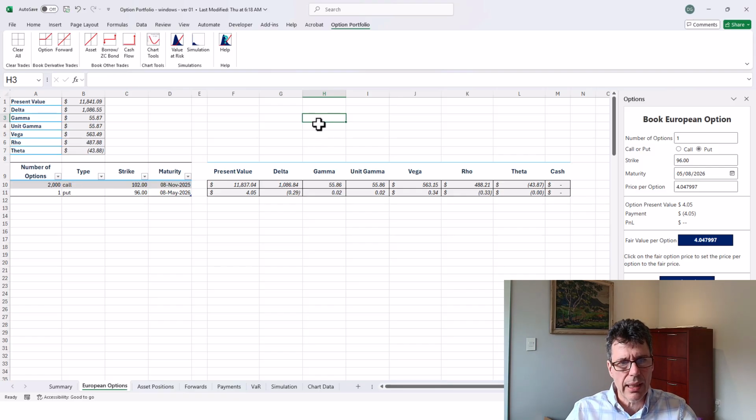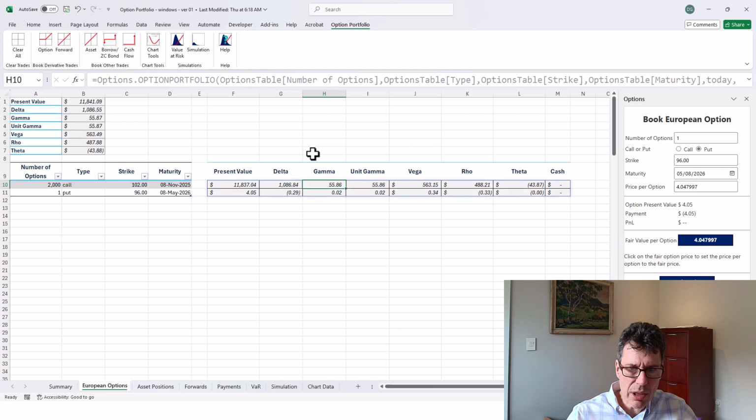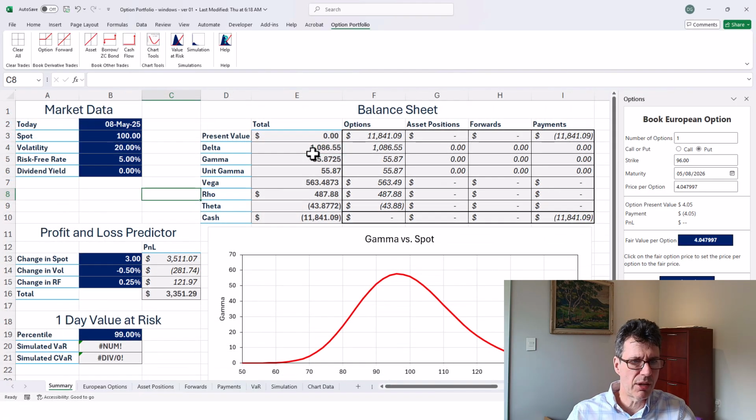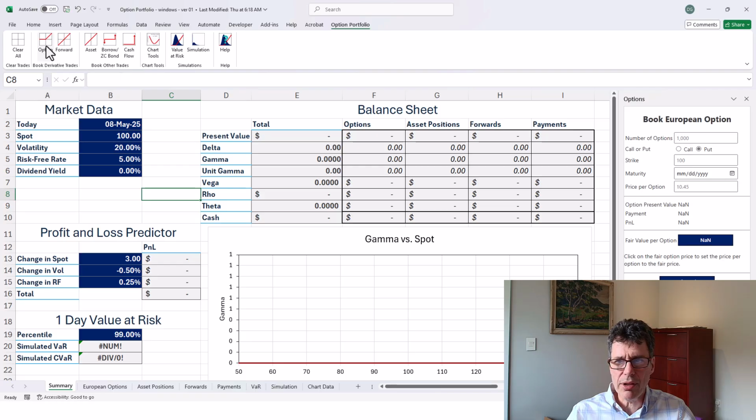The easiest thing to do here would just be to start over, rebook the original trade. Alternatively, we could delete the put option and the payment for the put option and just check. But we know we want 3,265, and actually because the gamma on the calls and the puts are both positive, we want to go short those options. So let me go back to the summary. I'm going to clear all. I'm going to book the original options again.